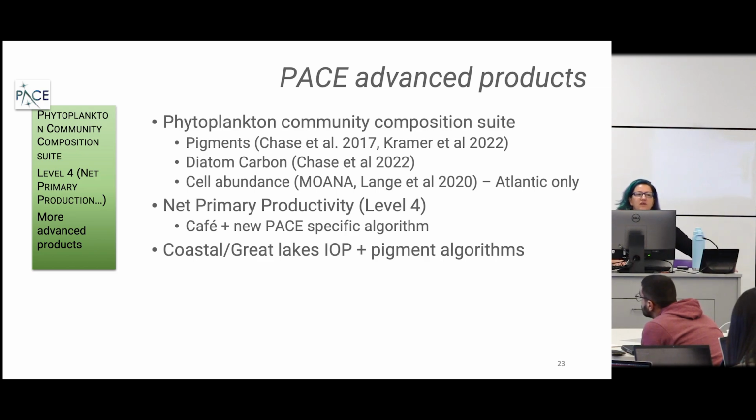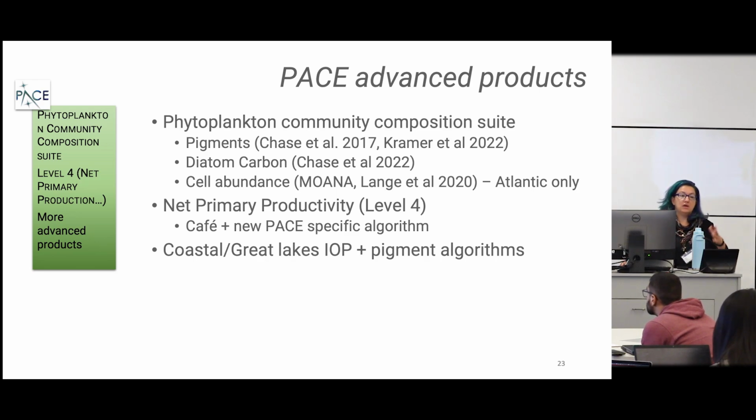But we're going to have currently, I think, 4 different phytoplankton community composition algorithms in suite. Some of them are going to give you pigment composition. Some of them are going to give you carbon concentration. Some of them are going to give you actual cell abundance. And that one is limited to the Atlantic only.